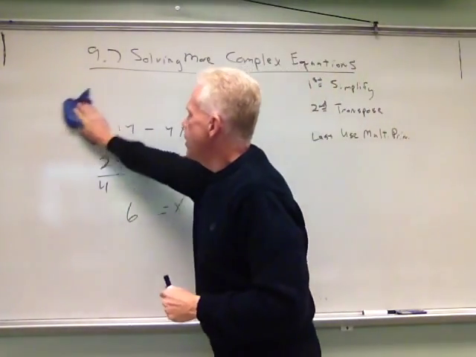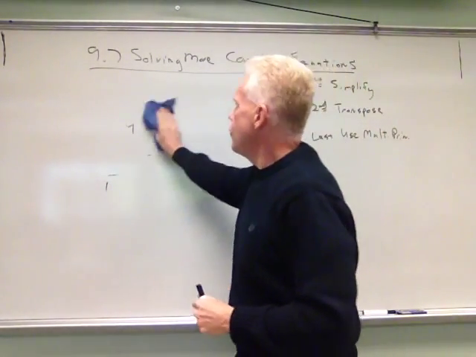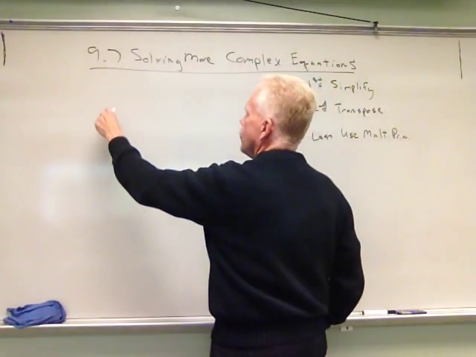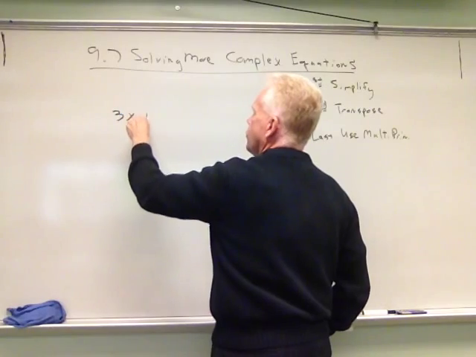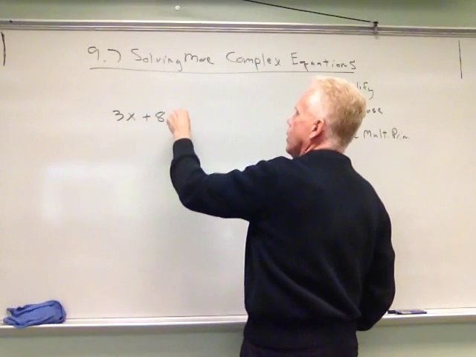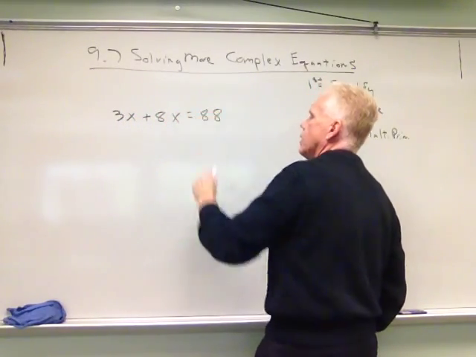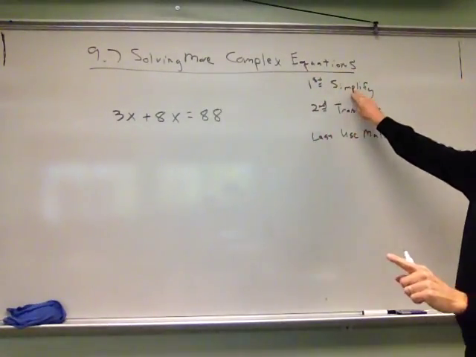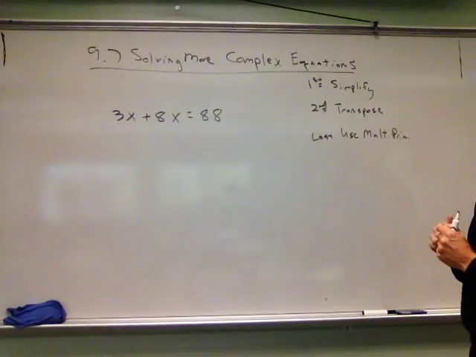I want to jump through as many of these as quickly as we can to give you some good looks at some different equations. Let's take another quick simple one of 3x plus 8x equals 88. All right, so what's step 1? Simplify. Simplify on each side of the equal sign.